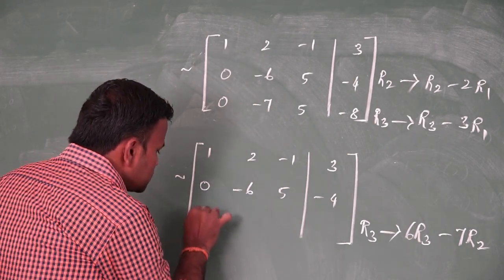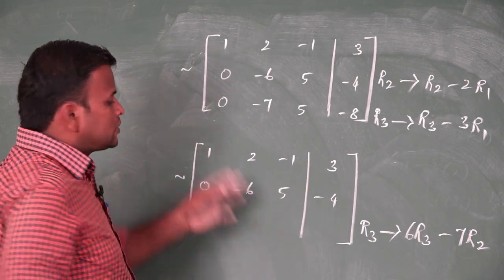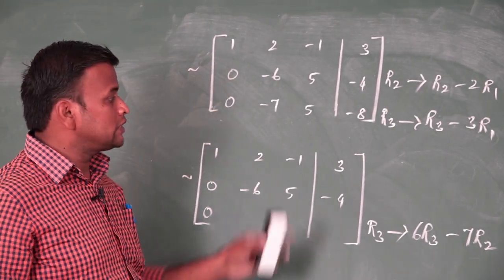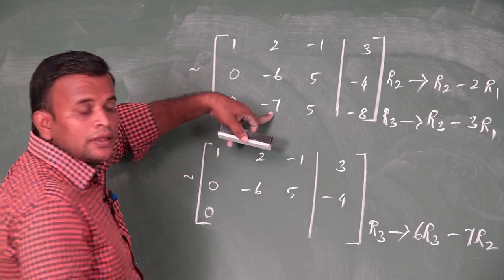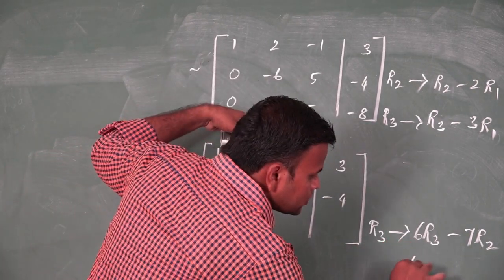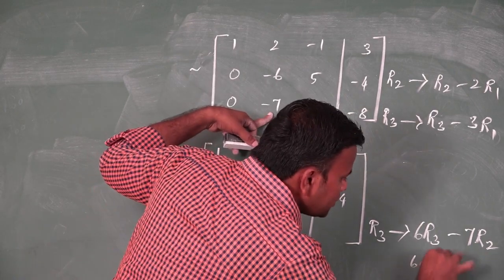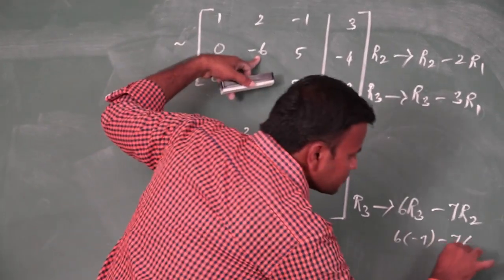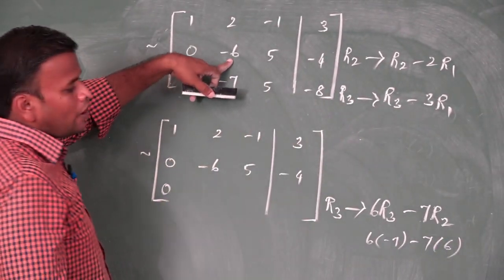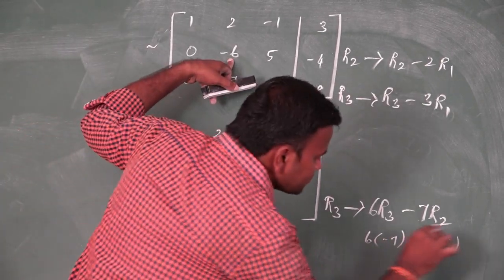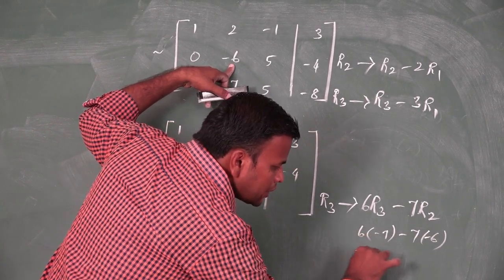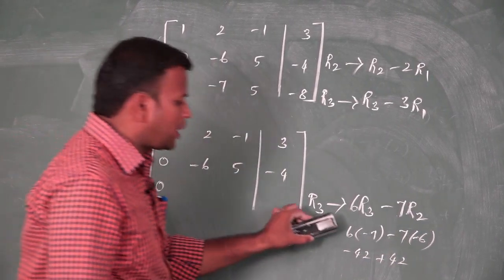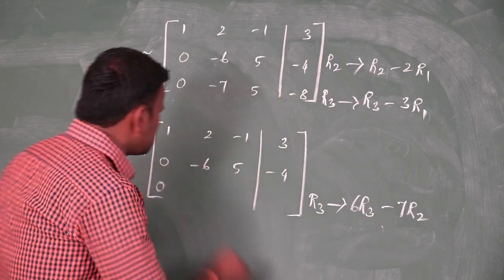So the first number is no change, it is 0. That means 6 into 0 is 0, minus 7 into 0 is also 0. Now we see the second element, minus 7. We write R3 as 6 R3 minus 7 times R2. R2 is minus 6. 6 into minus 7 is minus 42. Minus into minus is plus 42. So minus 42 plus 42 is 0.